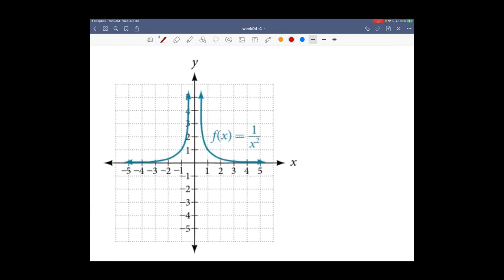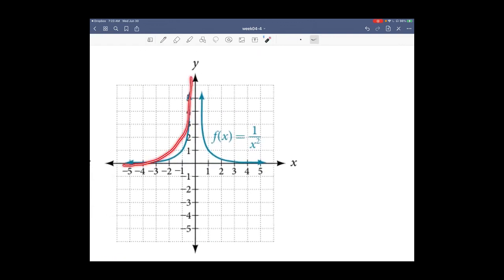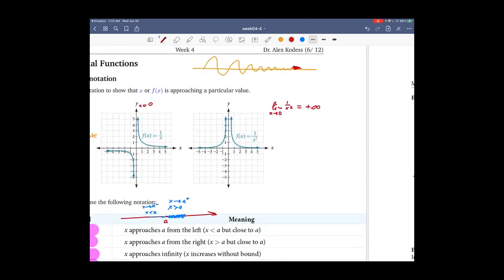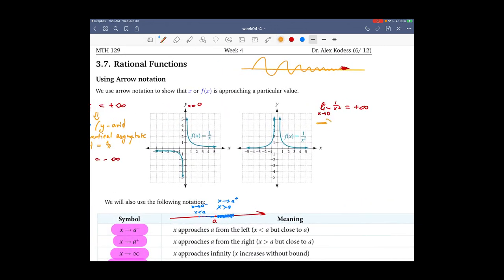For the function 1 over x squared, whose graph is on the right, we also see immediately that the limit of 1 over x squared, either from the right or from the left, the two-sided limit, is positive infinity. So x equals 0 is a vertical asymptote.